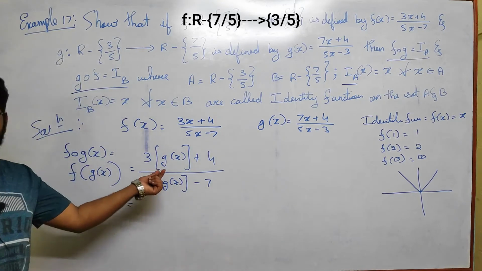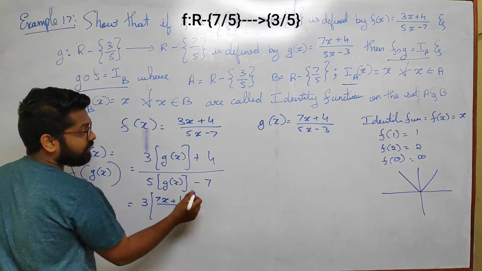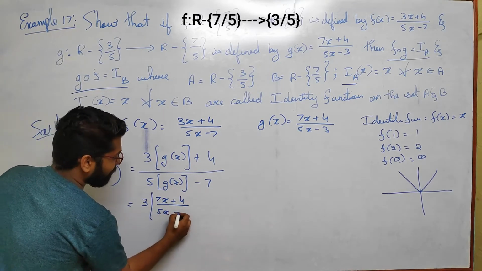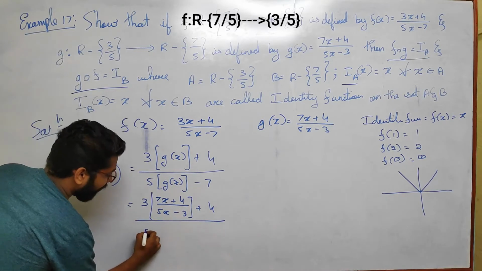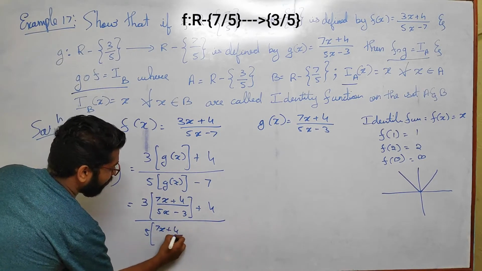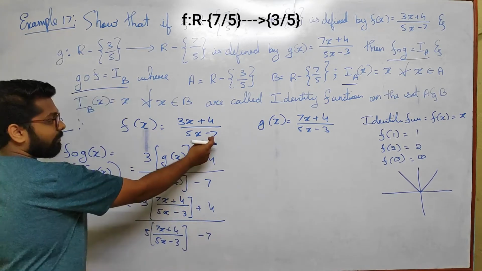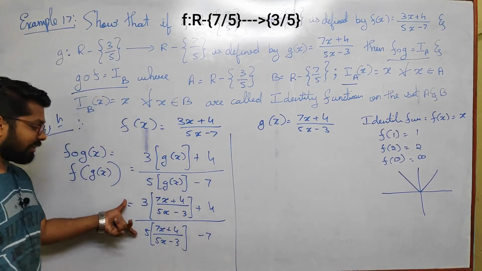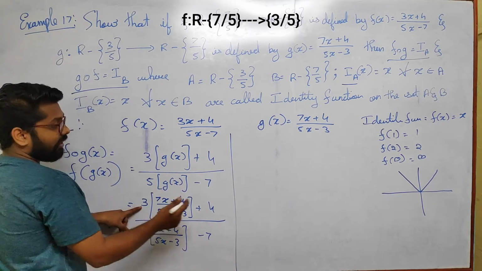So shall I replace it over there? While solving you must be very careful. So (7x + 4)/(5x - 3) + 4, the whole divided by 5 into (7x + 4)/(5x - 3) - 7. Minus 7 in the denominator. Basic mathematics you are going to apply here. Simplify this bracket and we are going to solve.